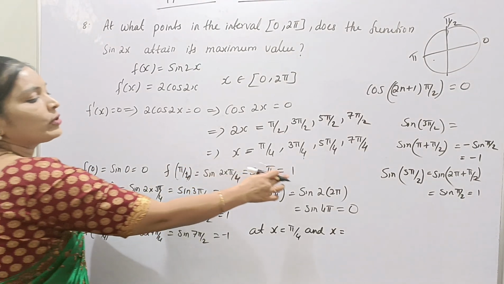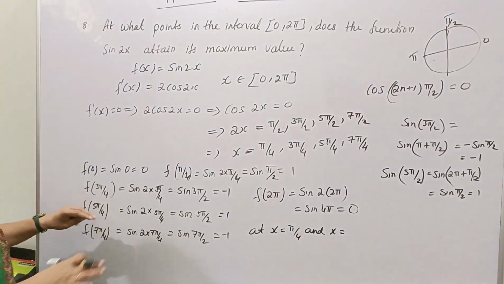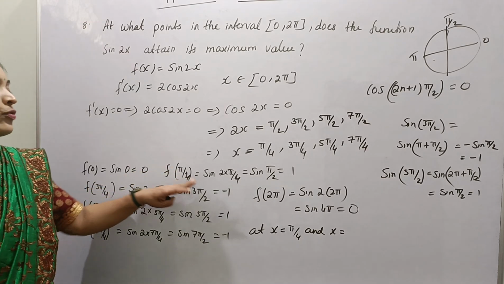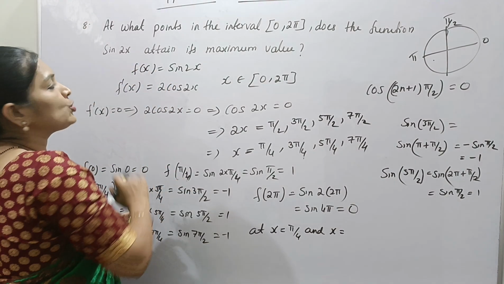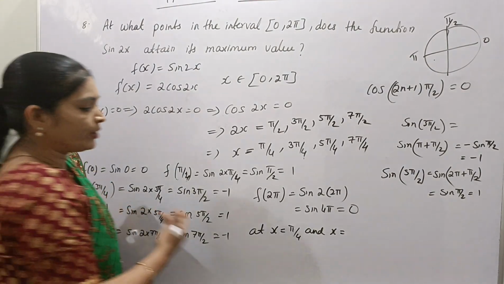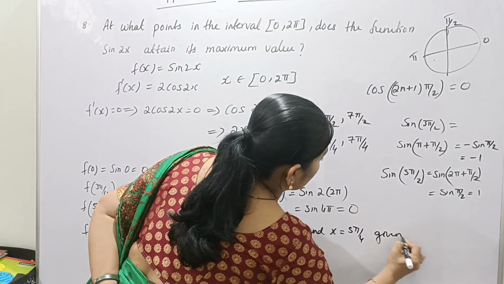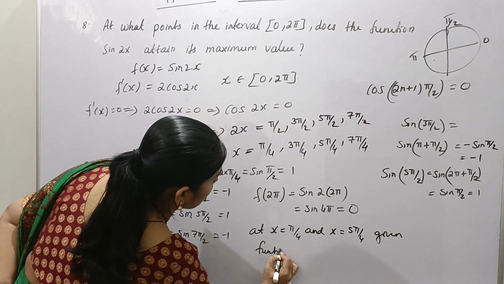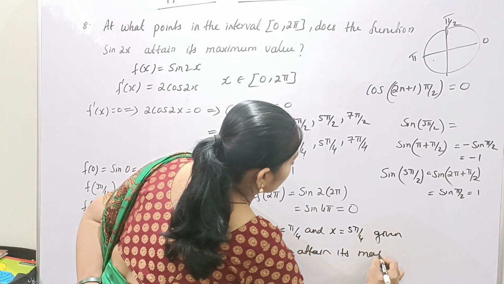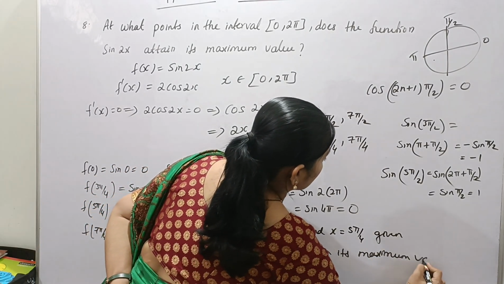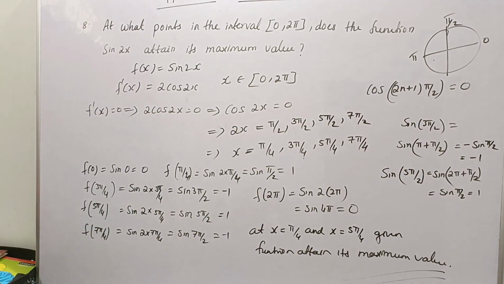Therefore, f of pi by 4 is 1 and f of 5 pi by 4 is 1. Therefore, at x equal to pi by 4 and x equal to 5 pi by 4, this function sin 2x attains its maximum value. That's all. So what are the points? x is equal to pi by 4 and 5 pi by 4.